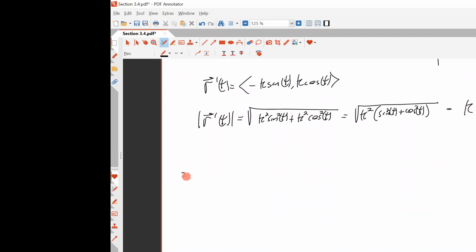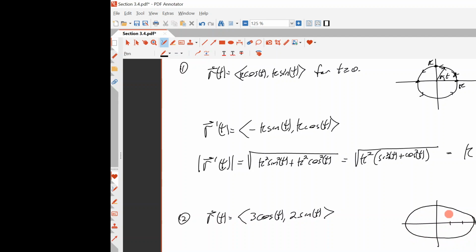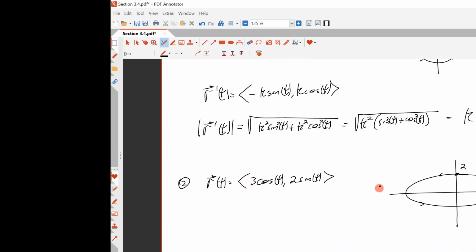Similar to that would be ellipses, elliptical travel. So let's say 3 cosine t, 2 sine t. So this is the ellipse, right? 3 units in the x direction, 2 units in the y direction. All right, so we're traveling along the ellipse in the counterclockwise direction.